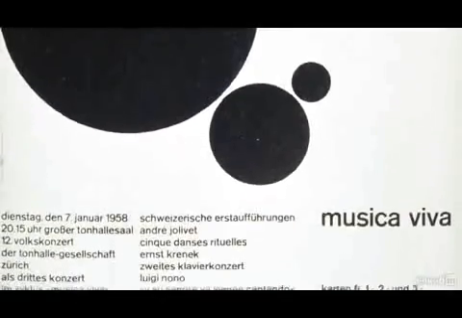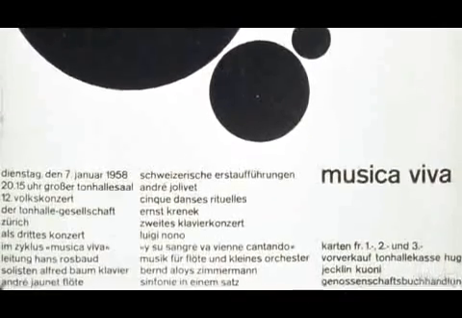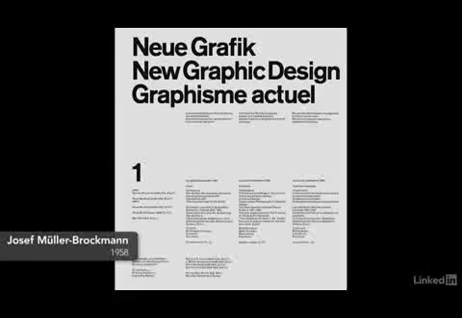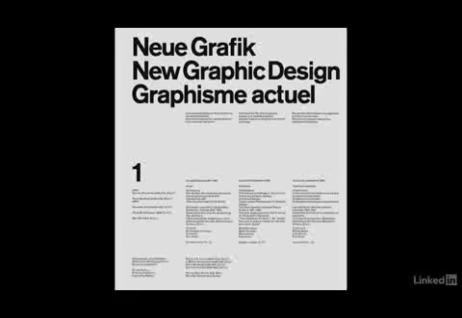Typography and visual elements were scaled mathematically rather than intuitively. He founded and co-edited Die Neue Grafik, or the New Graphic Design Journal. This was written in German, English, and French, and broadened Müller-Brockmann's approach internationally.